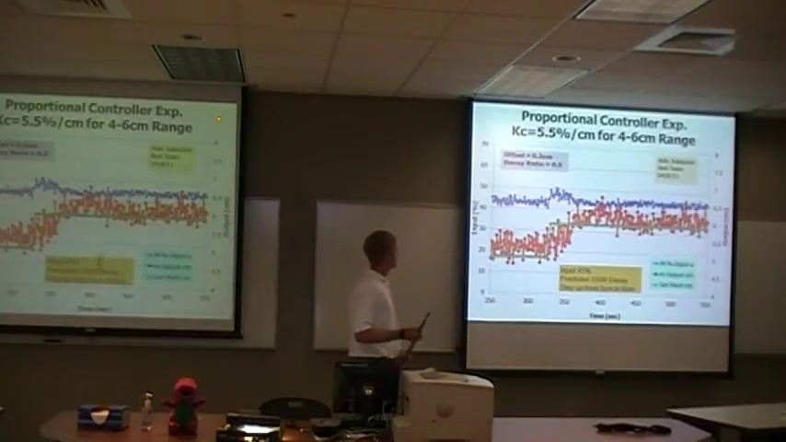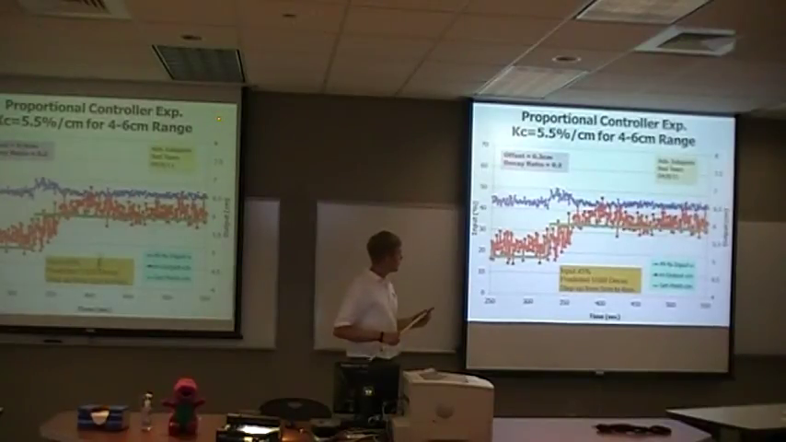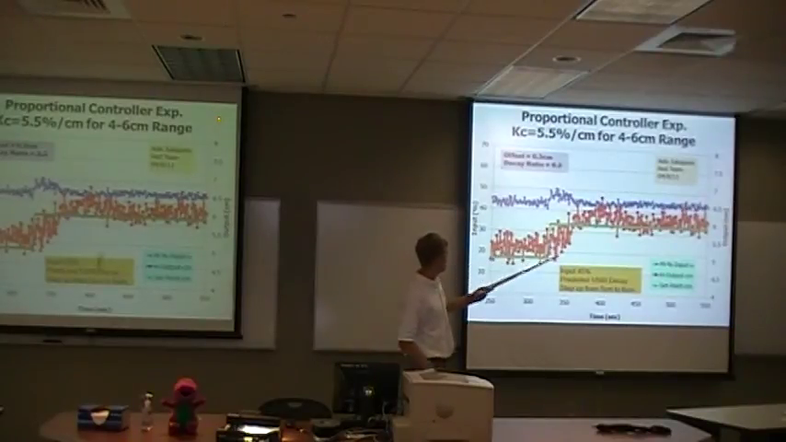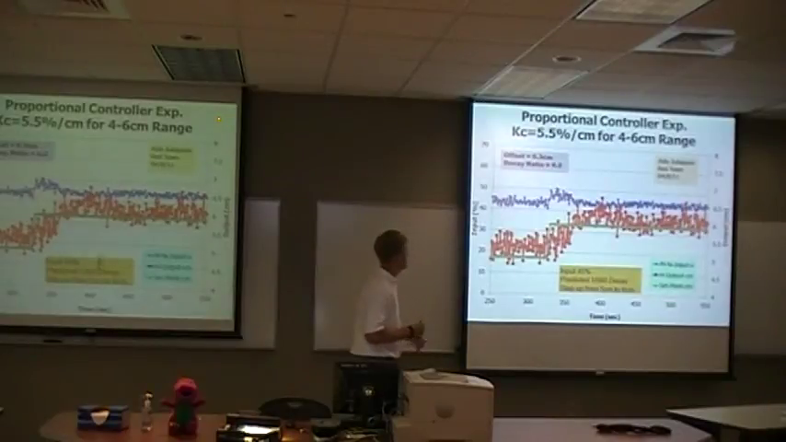And this is an experiment done by Otis for the 4 to 6 centimeter range. It was the predicted 1/500th decay, and he used a KC of 5.5%, and it was stable throughout the entire experiment with an offset of 0.3 centimeters and a decay ratio of 0.2.